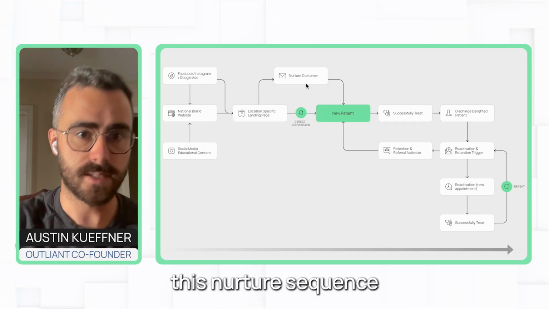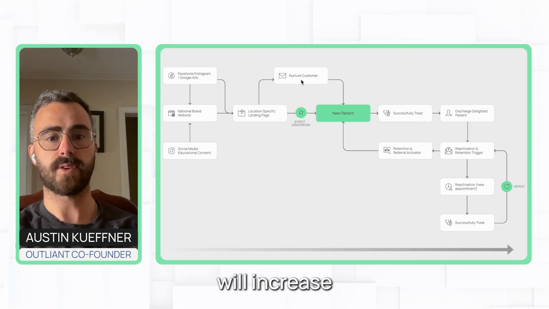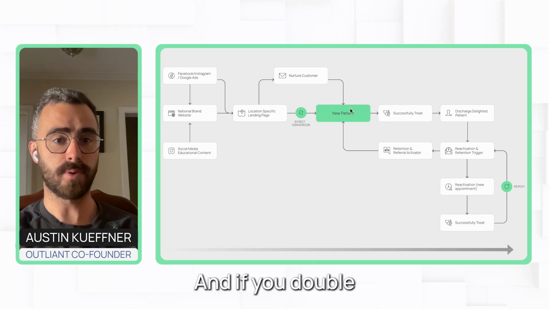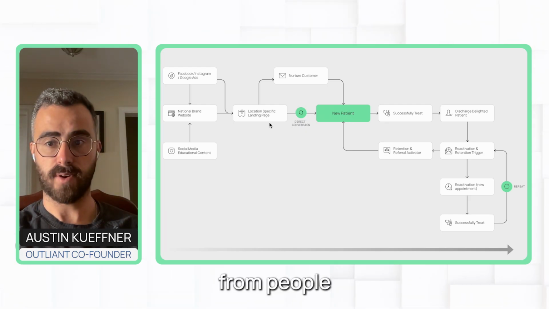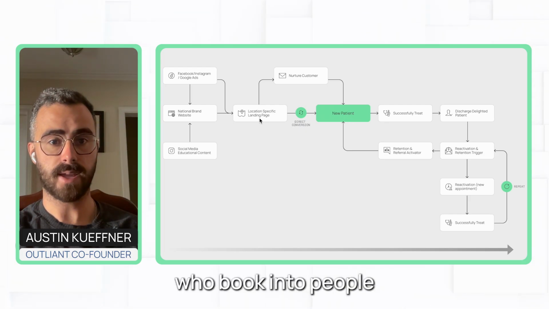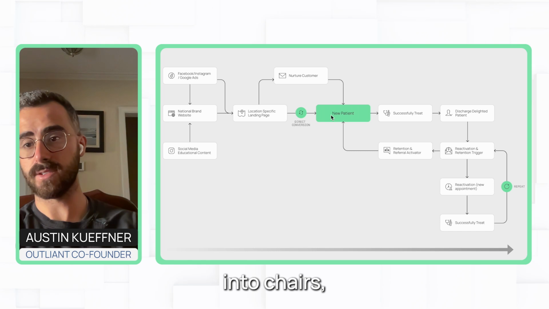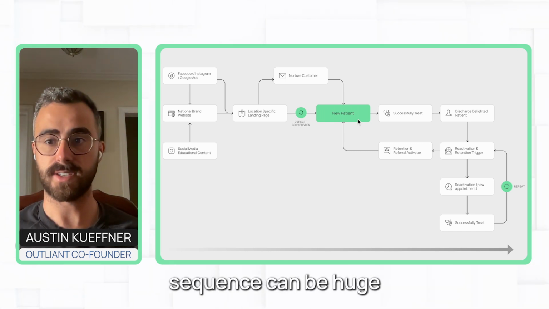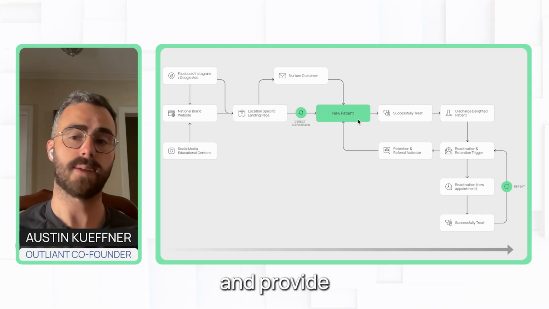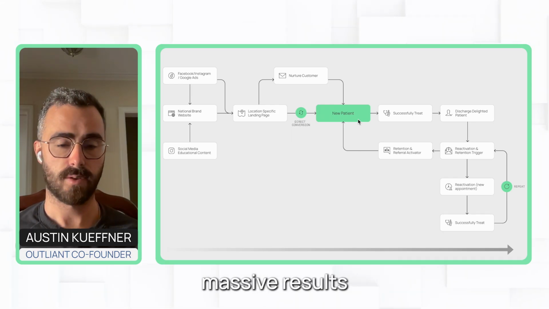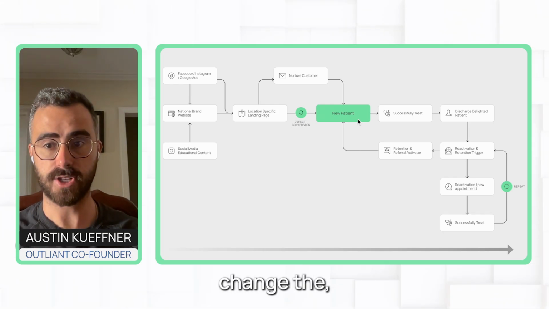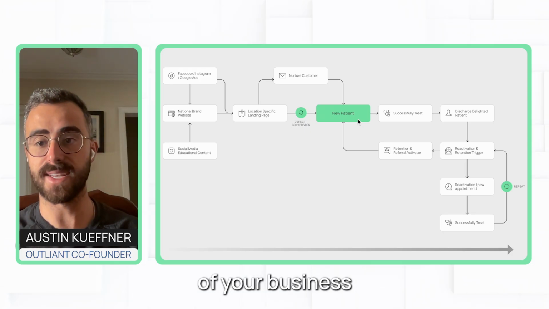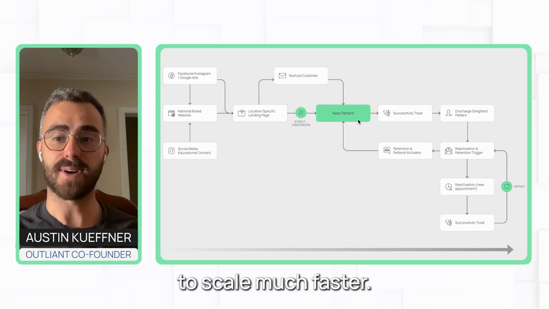So this nurture sequence will increase conversion rate. And if you double your conversion rate from people who book into people who actually get into chairs, you're essentially doubling the number of patients that you have. So this nurture sequence can be huge and provide massive results that really change the nature of your business and allow you to scale much faster.